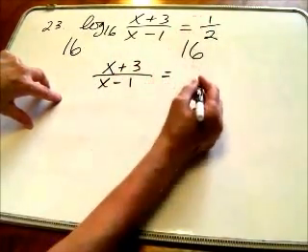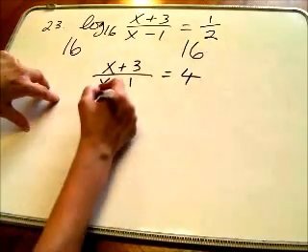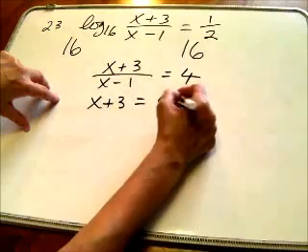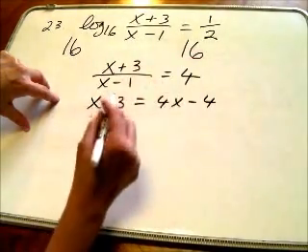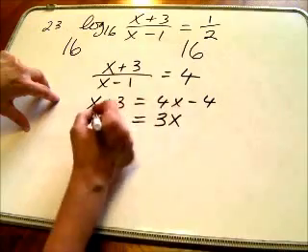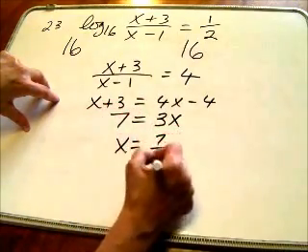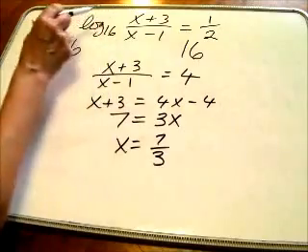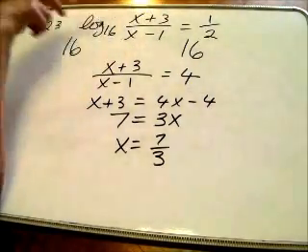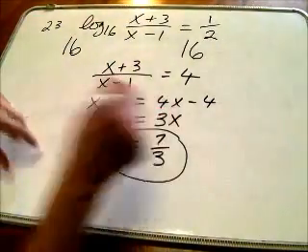Now 16 to the 1/2 means the square root of 16, which I hope you know is 4. Cross multiplying, we have an easy algebra problem here. 4x minus 4, don't forget to distribute. Subtract x from both sides, add 4 to both sides, and x is simply 7/3. Is that going to be all right with our log? We can't take the log of a negative or 0. Yep, 7/3 plus 3 is positive, 7/3 minus 1 is positive, so we're good to go. That's the answer.